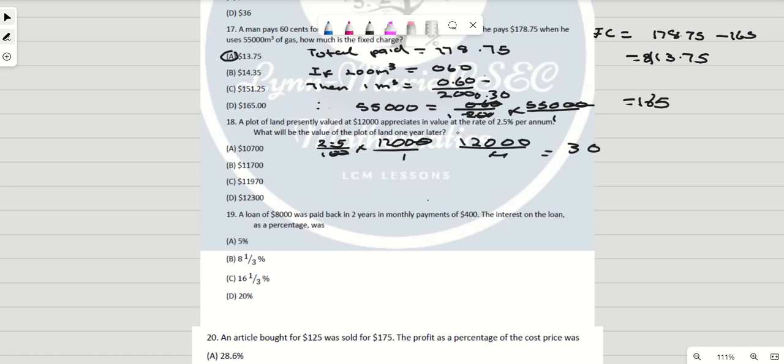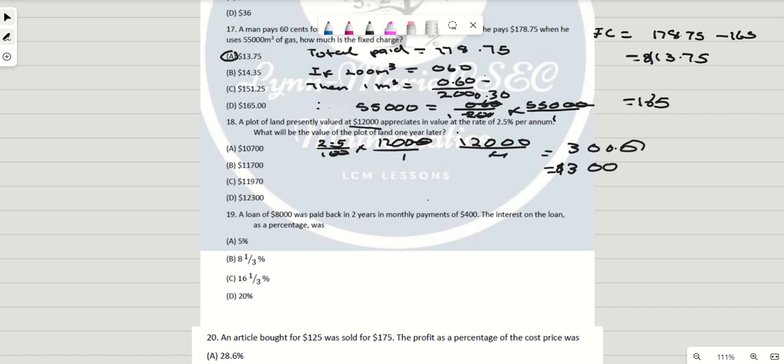This is 3. 120, right? Then you carry this back, so it appreciates by $300, right? This is how much it increases by. So they want to know what will be the value of the plot of land 1 year later. If it is presently valued at 12,000, it increases by 300.